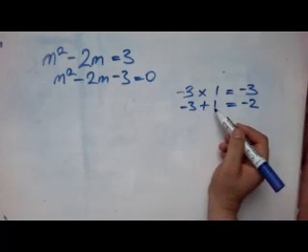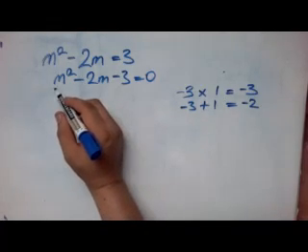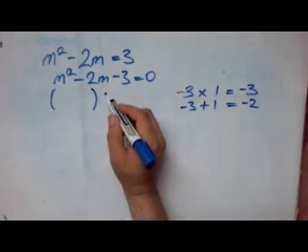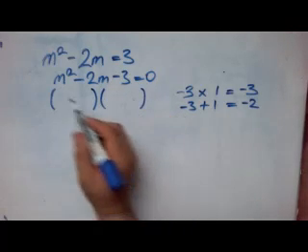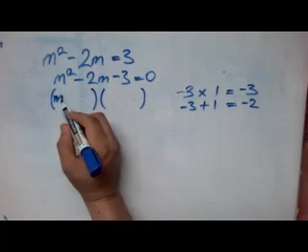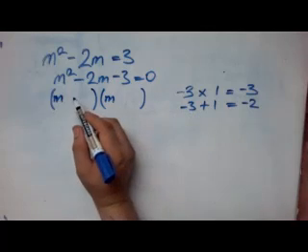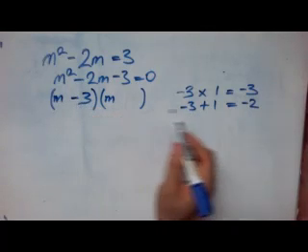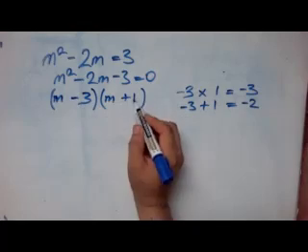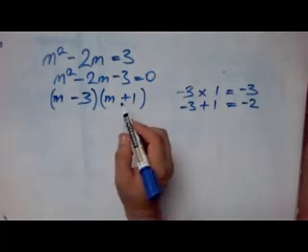and 1. So we open our two brackets as usual. The unknown is m. We place one of the m's here. We place the other here. We now have minus 3. We now have plus 1. We now take the brackets one by one.